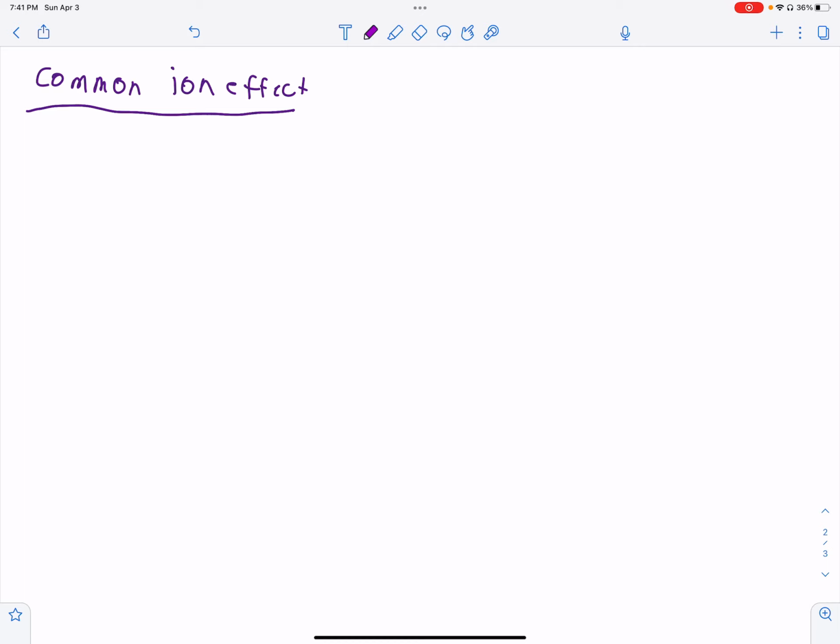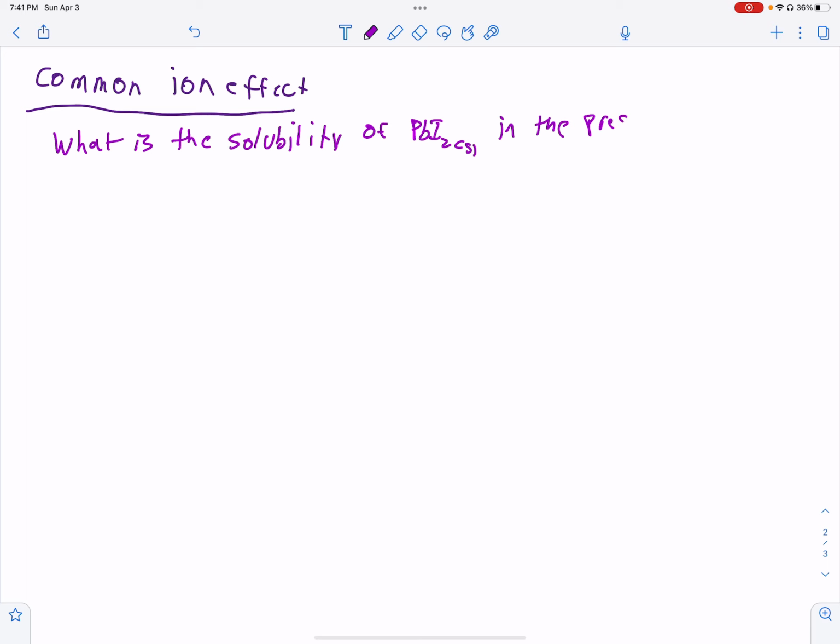Let's say that we're looking for the solubility of lead-2 iodide in the presence, so in solution with, 0.1 molar lead-2 nitrate.